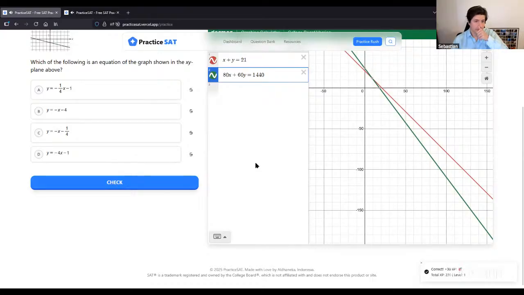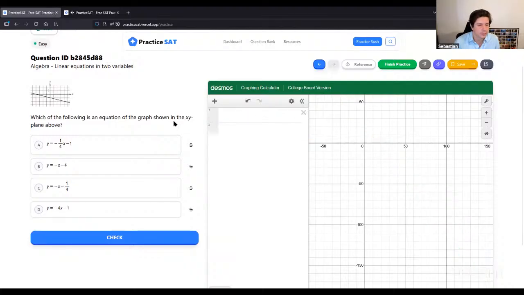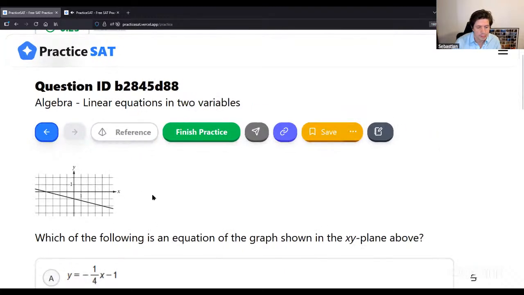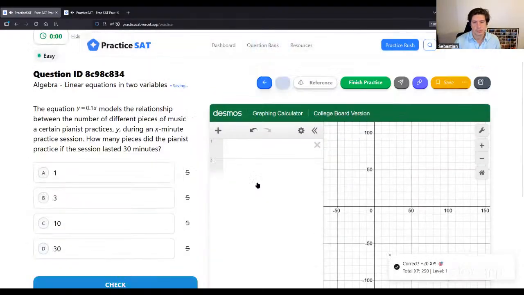Great. All right. Which of the following is an equation of the graph shown in the XY plane? Also, these are from last question, so let's not do that. Okay, so this one is kind of zoomed in. Let's see. We have a -1 there as the y-intercept, and then we're going down 1 over 4. So it should be -1/4. So that would be A. Great.